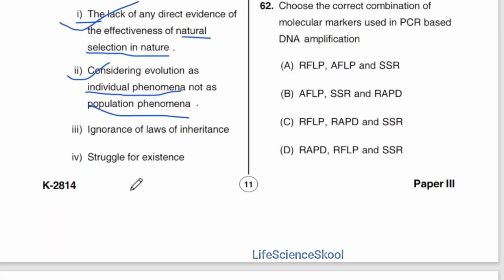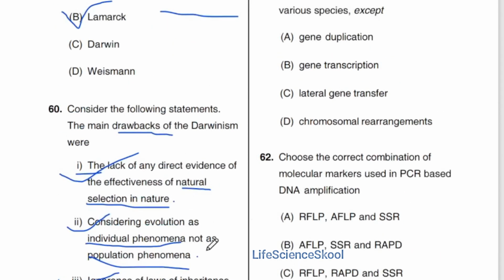And coming to the third one, ignorance of the law of inheritance. Yes, he has not given any law of inheritance. He talks about inherited variations, but he doesn't say how they are going to be inherited, and that's why he ignored the law of inheritance. So this one also becomes a drawback of Darwinism.